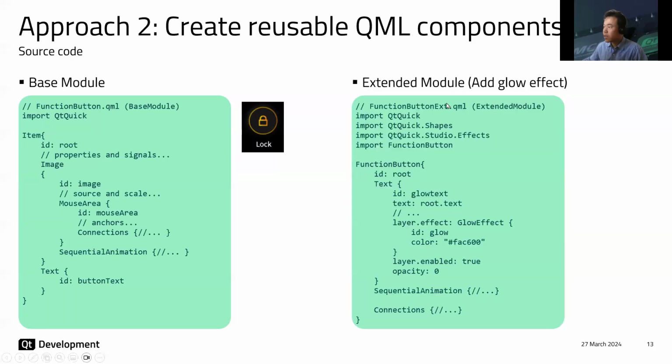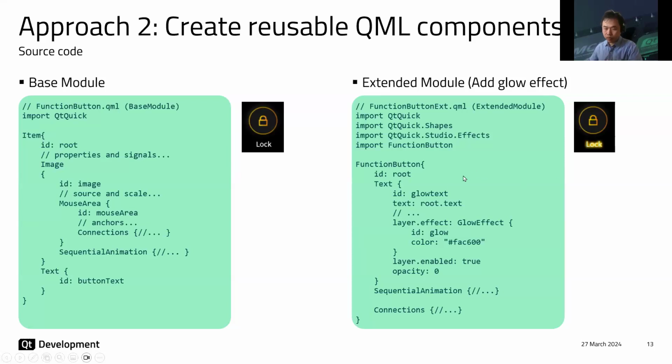And in the extended module, we can add a glow effect. So you will import the function button and the studio effects to add the glow effect. And then you can put the text overlay on top of the function button. And then it looks like this when the button is clicked.